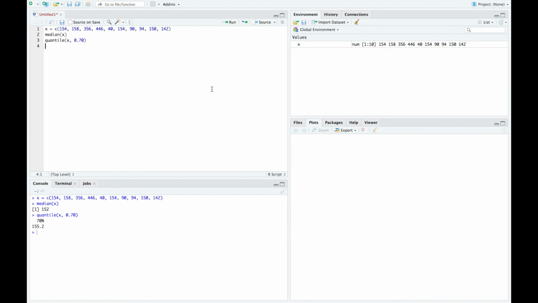We then need to repeat this, changing the 70 to an 80 and then again to a 90. Or alternatively, I could use one command to find all three. When I run that, I can see the 70th is given by 155.2, the 80th, 197.6, and the 90th, 365. I can also use summary(x) to get the 5-number summary. We can see the minimum is 40, my first quartile is 106, median is 152. The mean is included here, 178.4. My third quartile is 157, and then my max is 446.